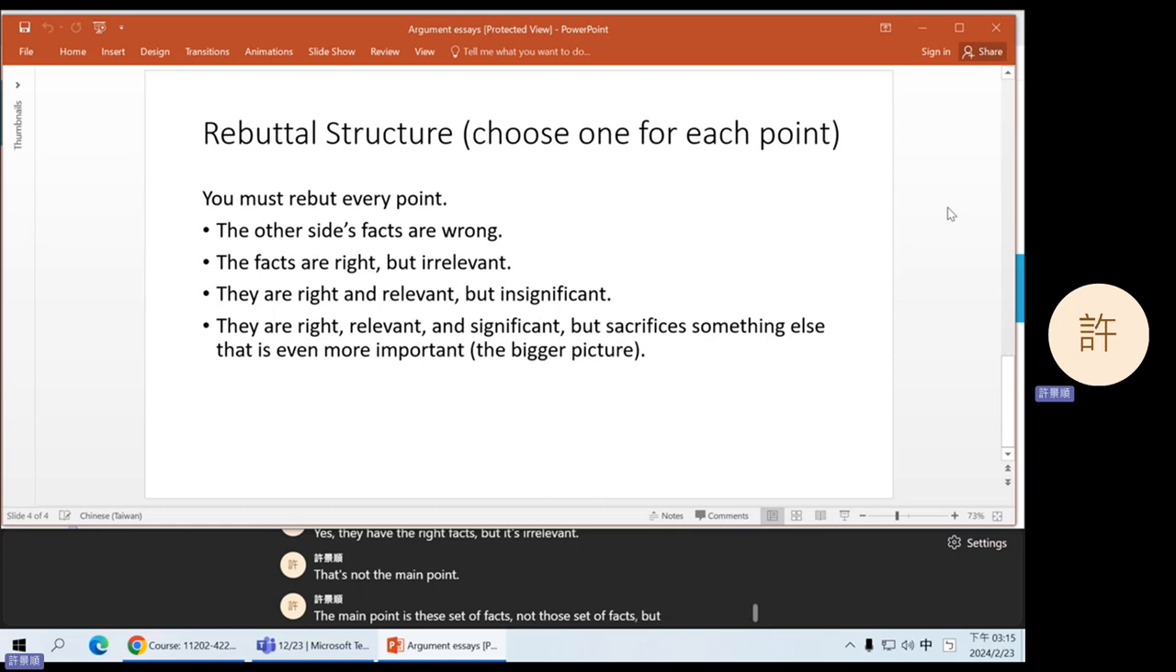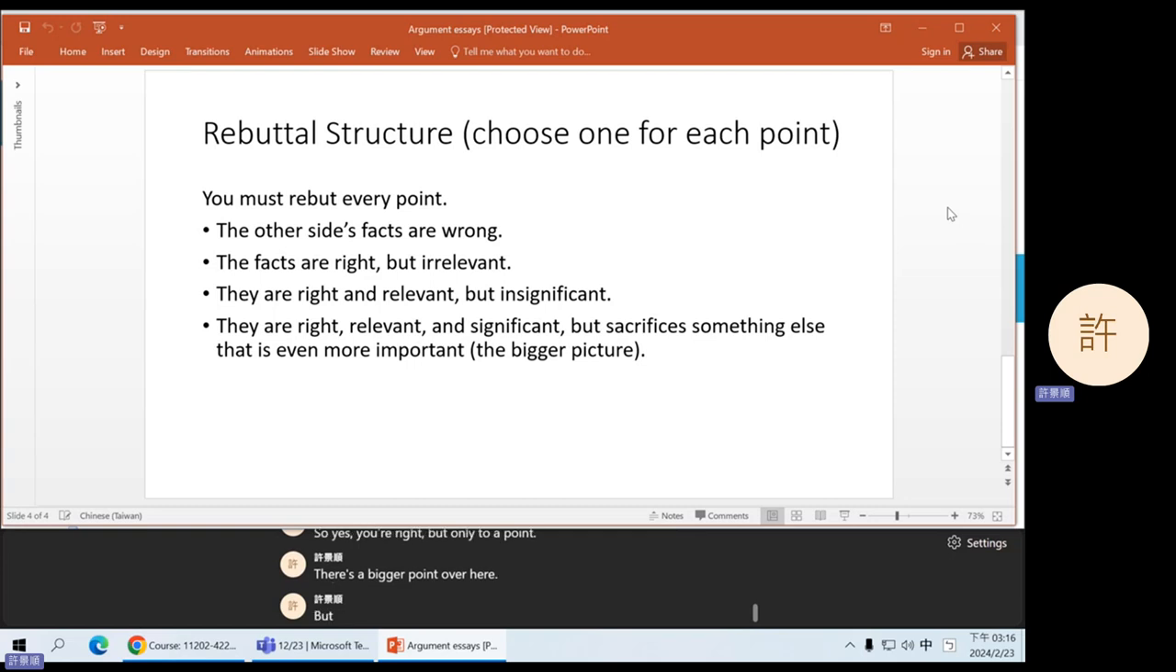But what if they have the right facts and they are important or they are relevant? It's related to what they're talking about. Then you have to say, okay, you know what you're talking about, but that's not really the important thing. The important thing is something else. So yes, you're right, but only to a point. There's a bigger point over here.